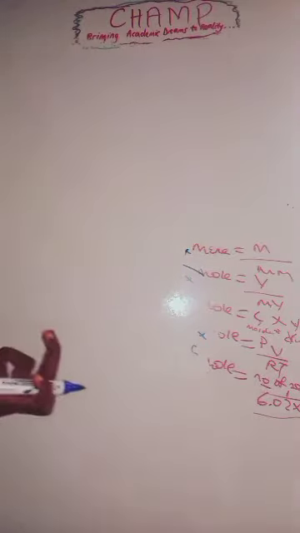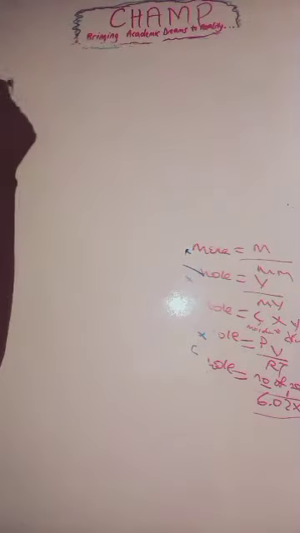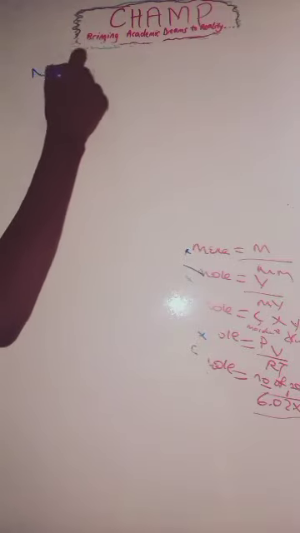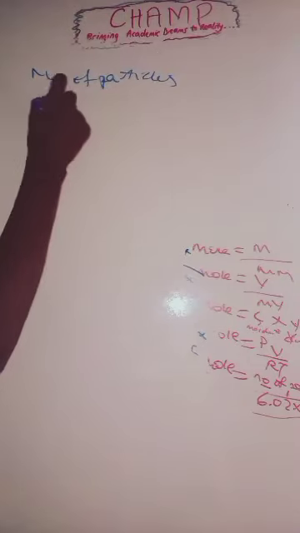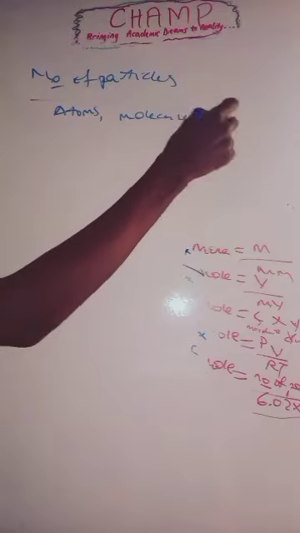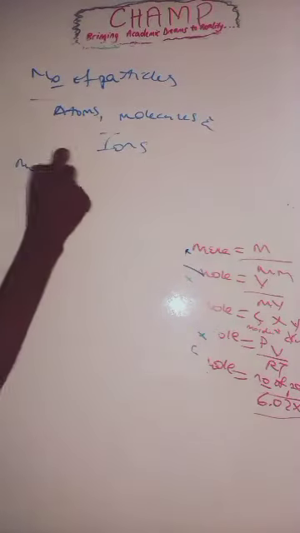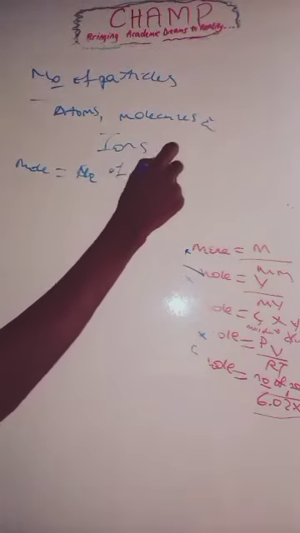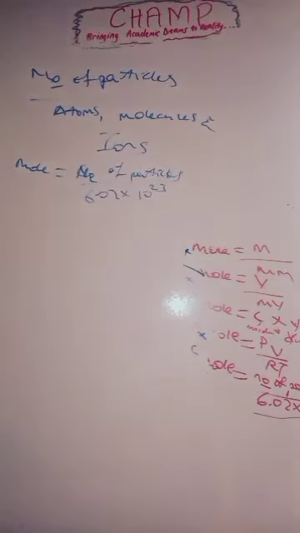I've treated the mole concept, how to calculate moles. So let me just talk on this number of particles. I told you already that number of particles can be what? Atoms, can be molecules, and can be what? Can be ions. Yes, and what's the formula that relates them? Mole is equal to number of particles over 6.02 times 10 raised to the power 23.